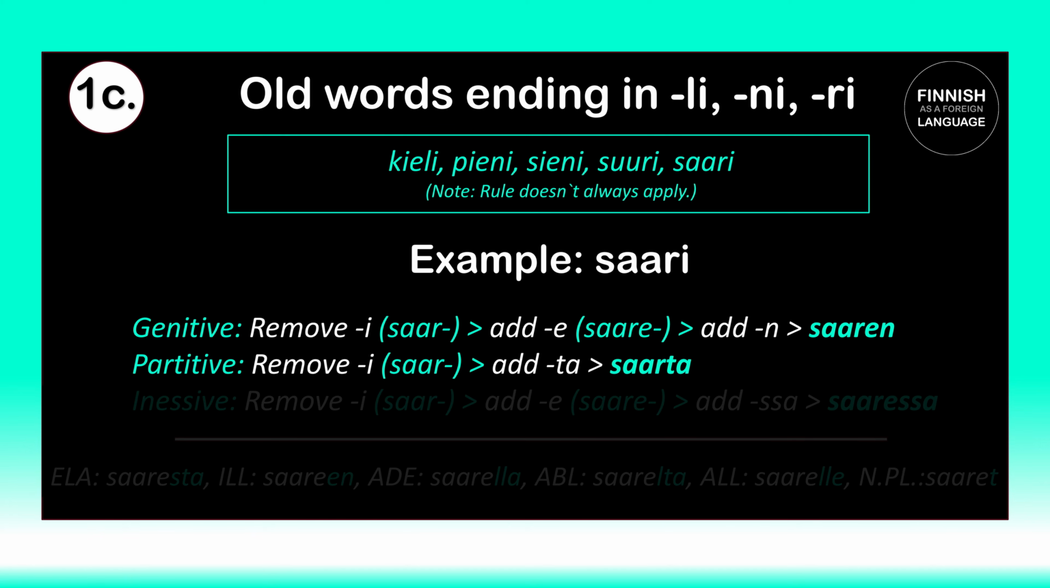So we have saar. Then we add ta to it. So that means saar plus ta becomes saarta. Saarta. It's the partitive case of the word saari.